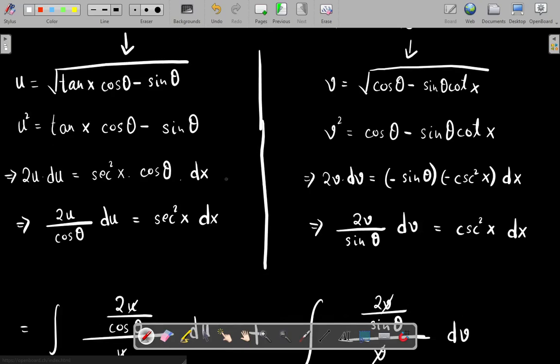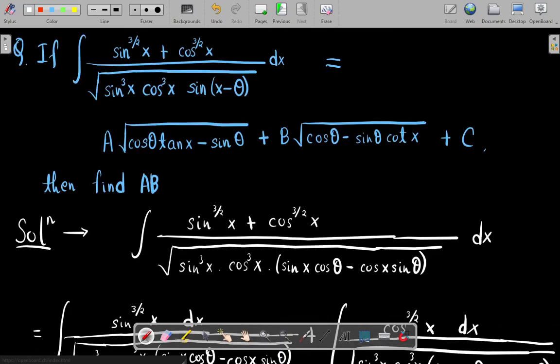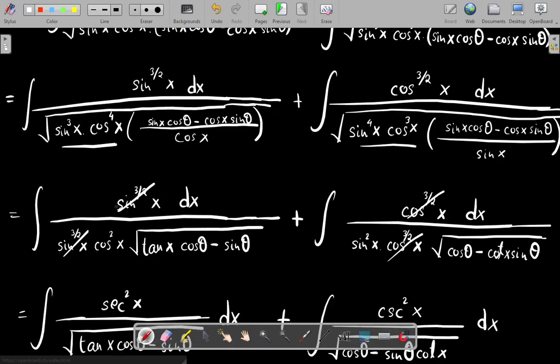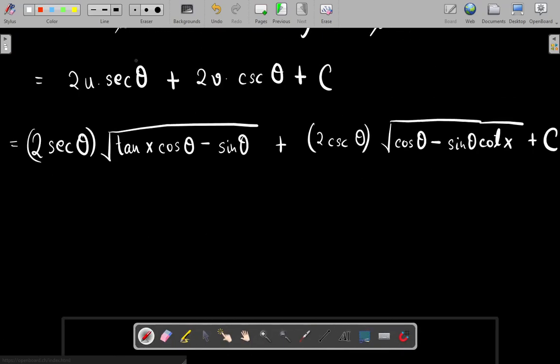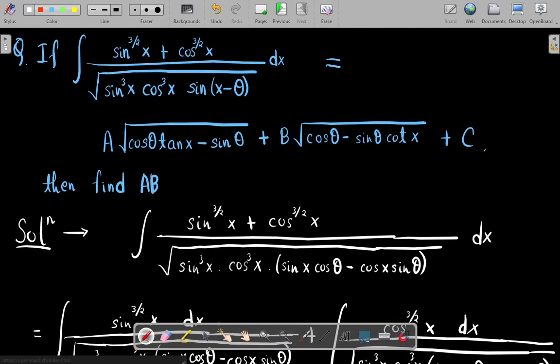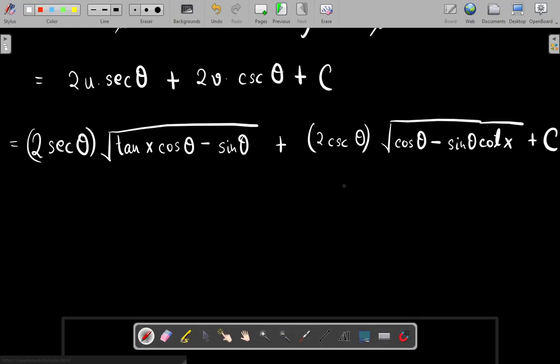So on comparing this with the original equation, it is a times square root of 10x cos theta, which is cos theta 10x minus sin theta. And for the second integral, this is b times square root of cos theta minus sin theta cot x. Okay, so we have finally got the answer. This is our a and this is our b. So we were asked to find the product ab.